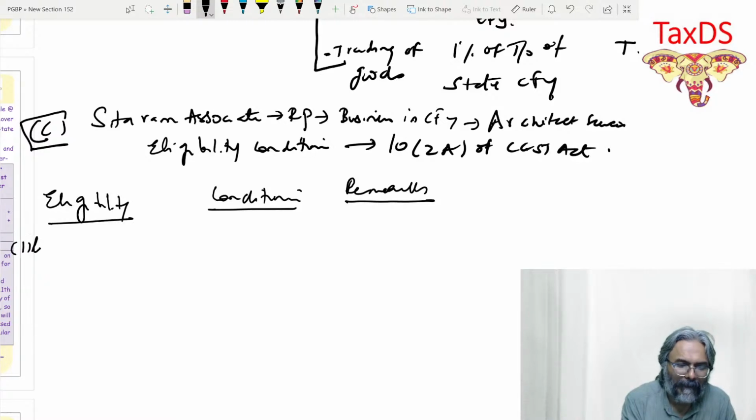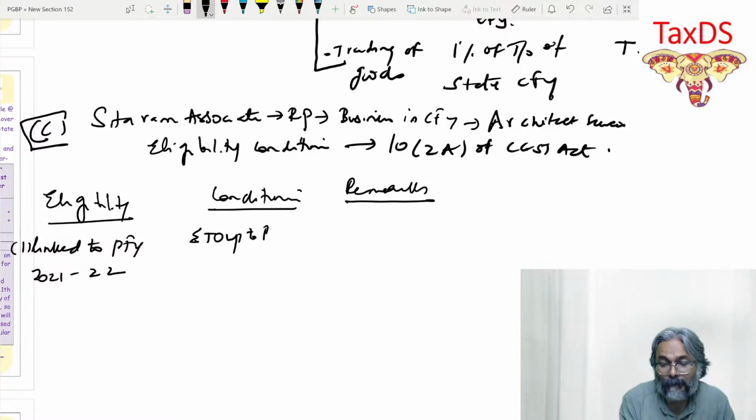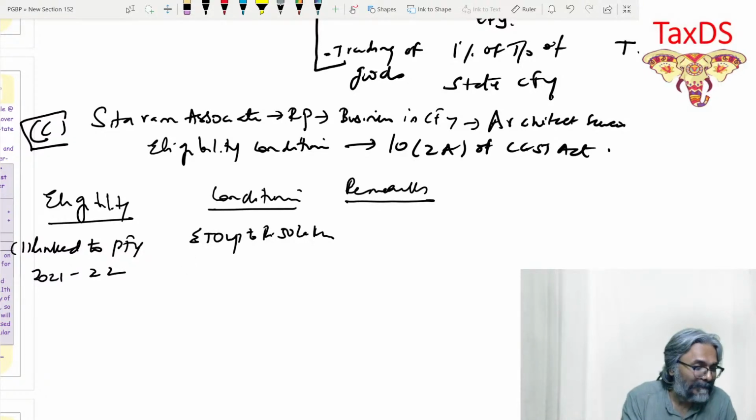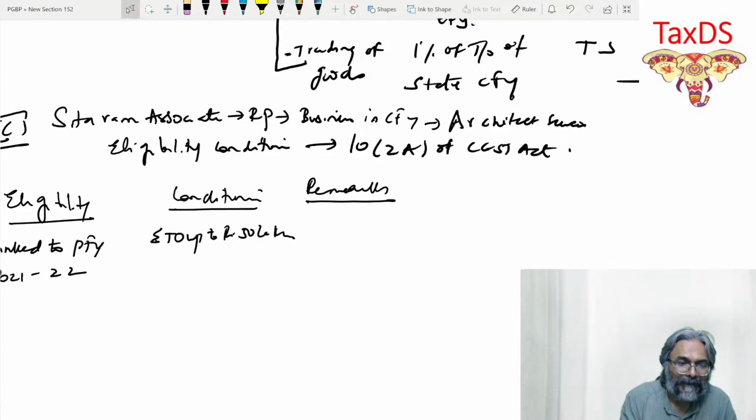Point number 1. Link to previous financial year. Eligibility linked to previous financial year 21-22. How much is that in 10-2A, students? Aggregate turnover. Up to what? Up to rupees 50 lakhs. Okay, in this context, up to rupees 50 lakhs. That is what it is. The threshold limit. Now, in this case, be careful.